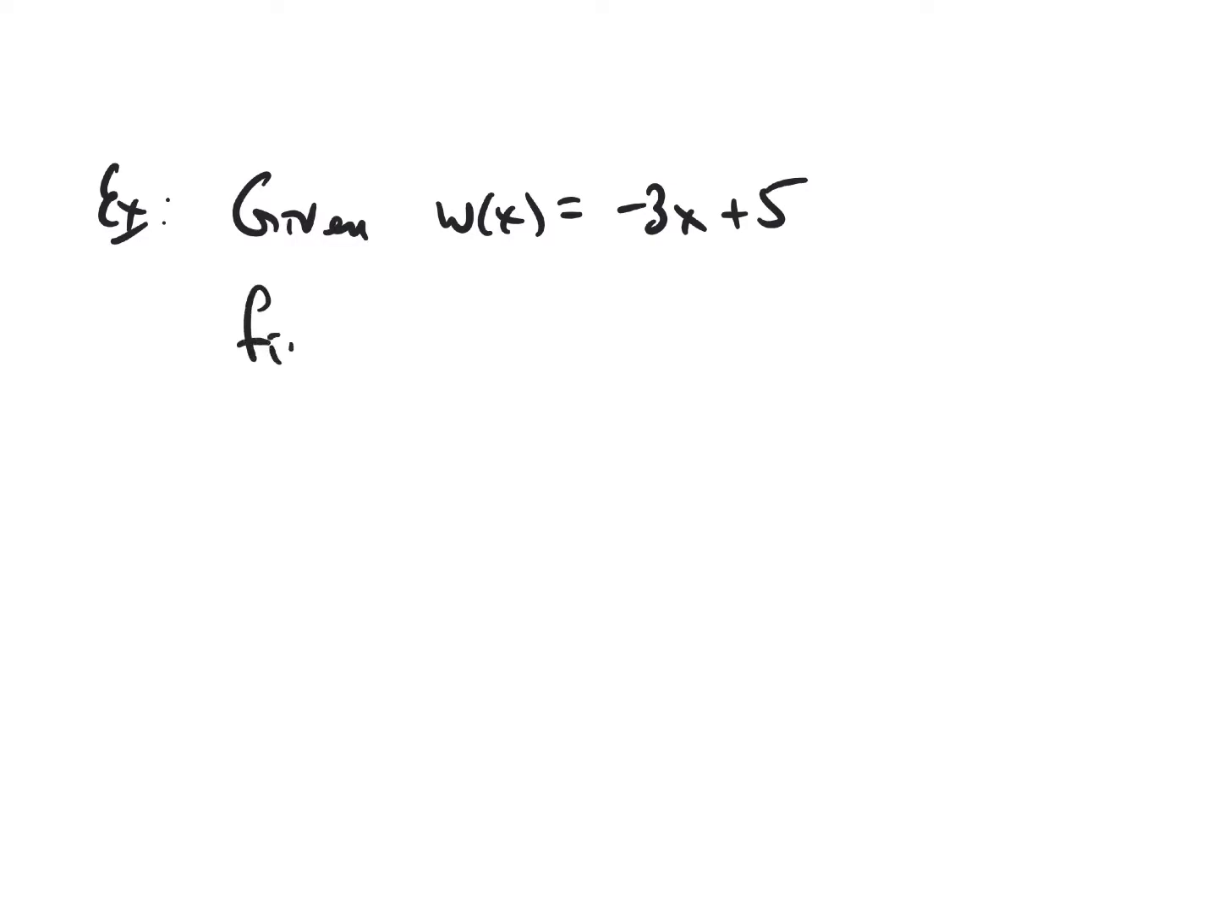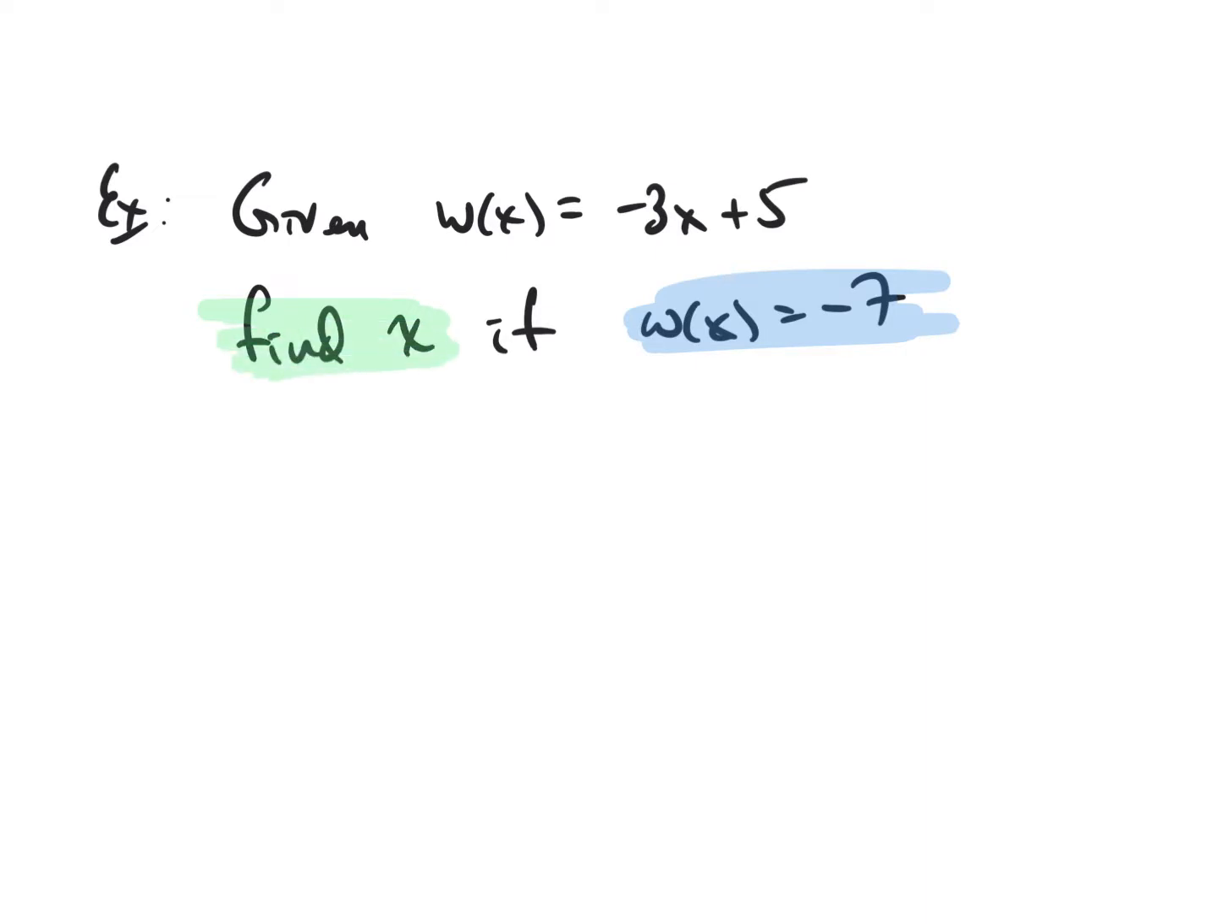So here's another example of that same sort of thing. I'm going to give you the name of a function. I'll call this one w, and this time the function is going to be -3x plus 5. And I'm going to ask you to find x if w of x is equal to -7. So again, we're doing this the other way around because we're giving you the functional value and we're asking to find x.